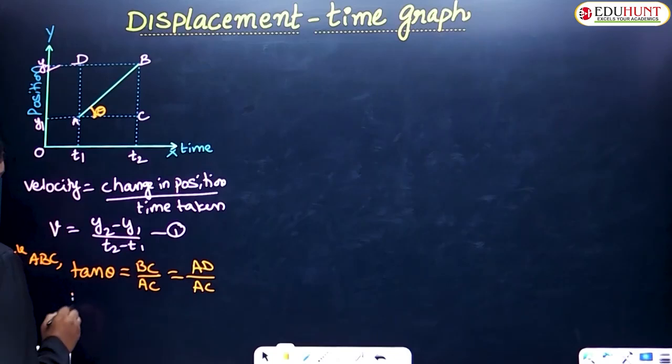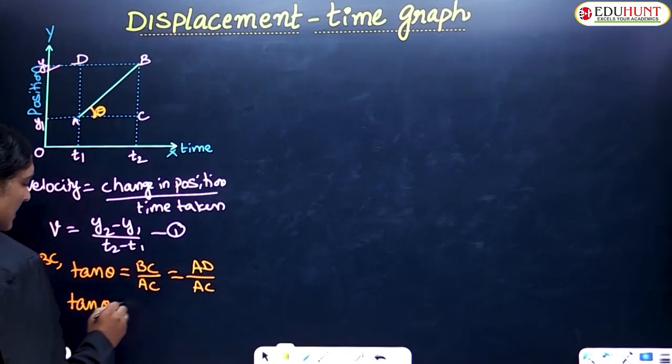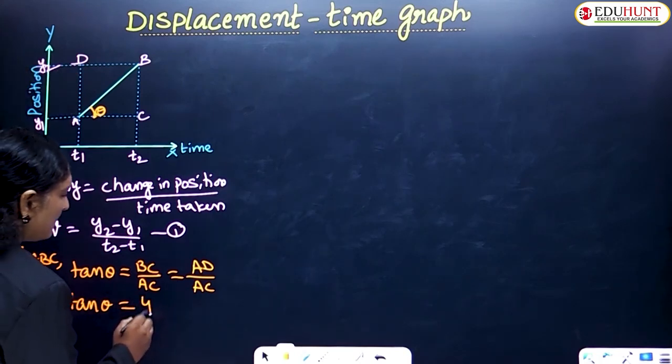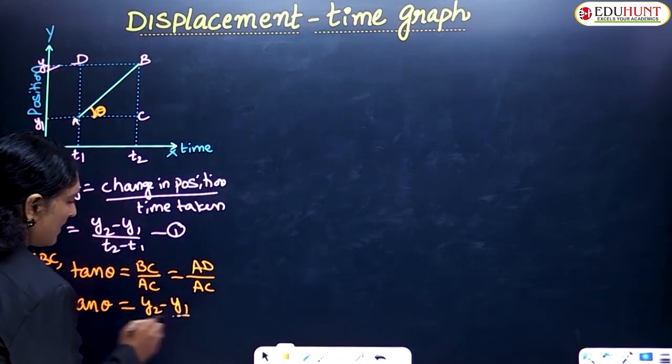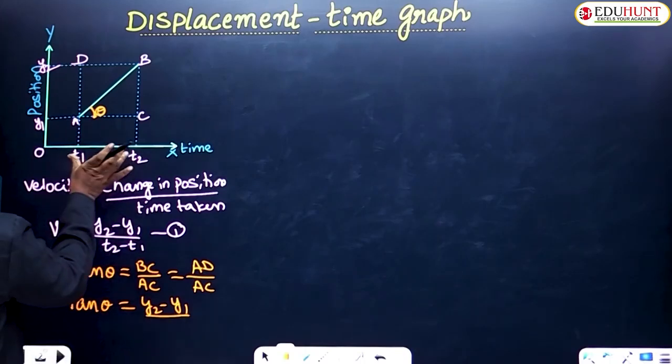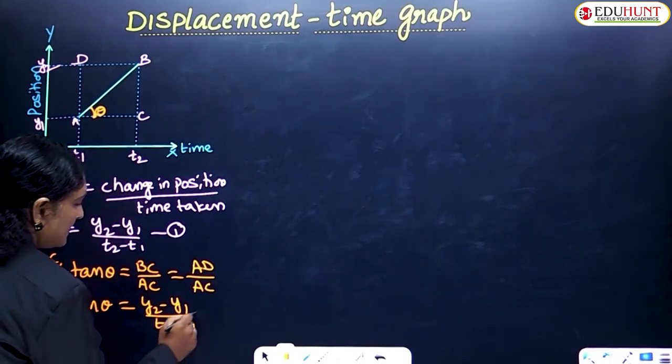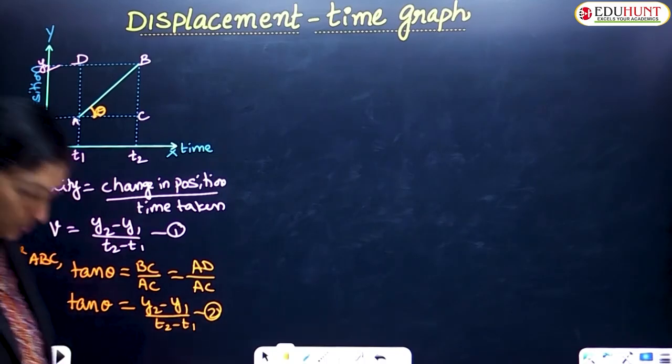But children, tan theta is nothing but AD, and this AD is nothing but this position, from here to here. The length AD is nothing but the length from position y1 to y2. It is nothing but y2 minus y1, upon AC, which is again this interval. That interval is again nothing but t2 minus t1. Let this be equation 2.